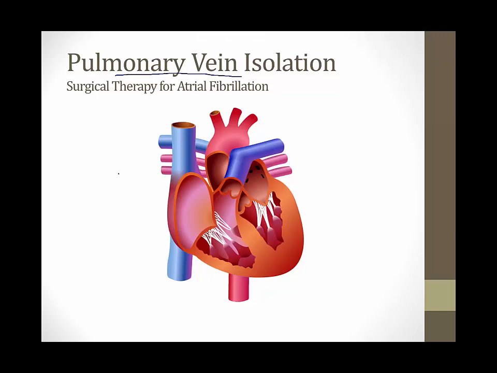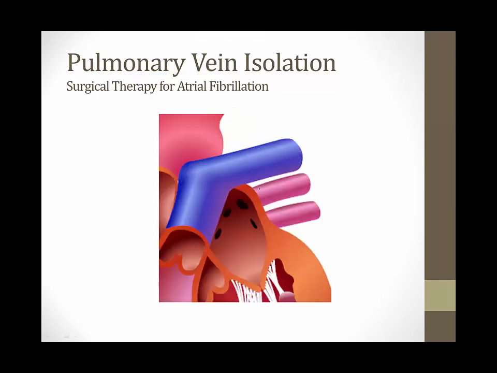In order to understand this, let me review a little bit of anatomy. If you look at this drawing of the heart, the left atrium is here on the right side of the screen, and there are 4 pulmonary veins which deliver blood from the lungs to the left atrium. I've zoomed in on the left atrium and the pulmonary veins here. It turns out that in many cases of atrial fibrillation, the arrhythmia is initiated by electrical activity in the pulmonary veins that travels to the left atrium and triggers the arrhythmia. What this means is you can potentially treat the arrhythmia by electrically isolating the pulmonary veins.